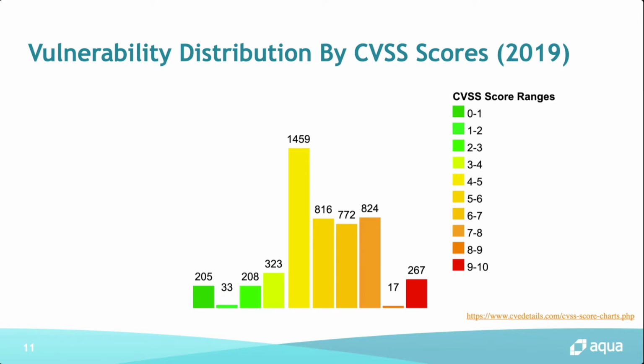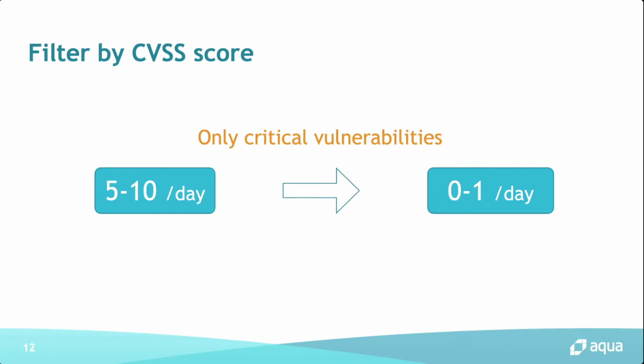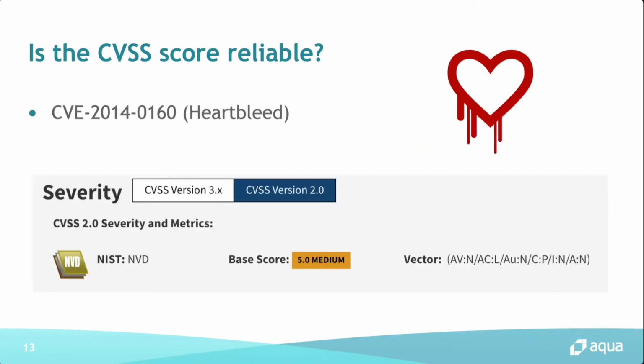As you can see, there are not so many high-risk vulnerabilities. Only 5.7% of the vulnerabilities have a score of 8 or more. Filtering based on CVSS scores can further reduce vulnerabilities. It might be 0 or 1 vulnerability if you look into critical vulnerabilities only. Of course, 0 or 1 depends on your system. Let's consider whether the CVSS score is reliable.